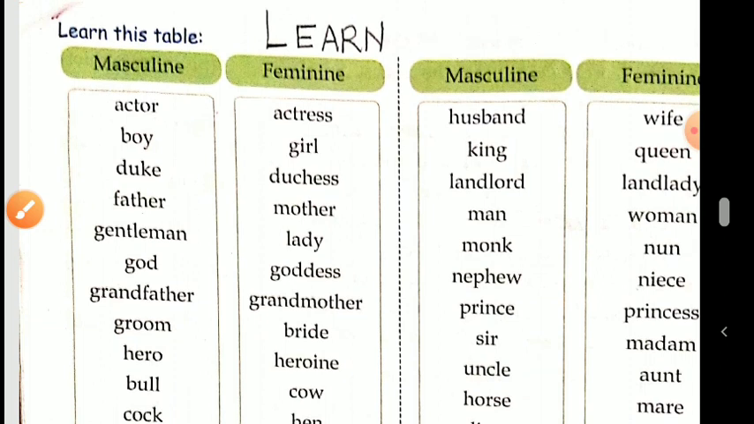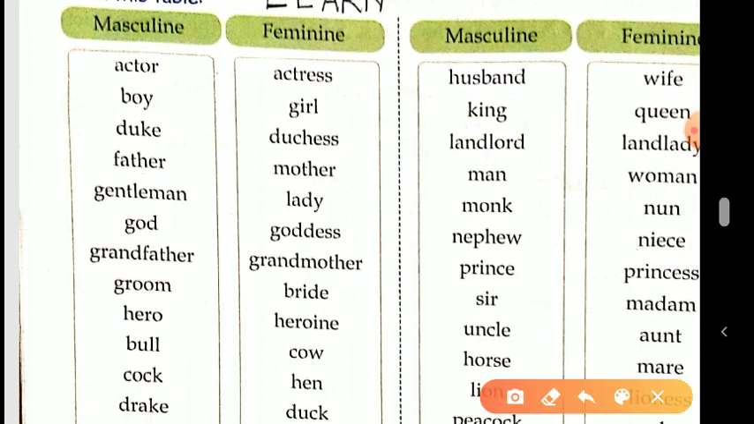Now, the next column, husband, wife. The feminine gender of husband is wife. Wife, husband. Next is king, queen. King, queen. The masculine gender of queen is king and the feminine gender of king is queen. Now comes landlord and landlady.